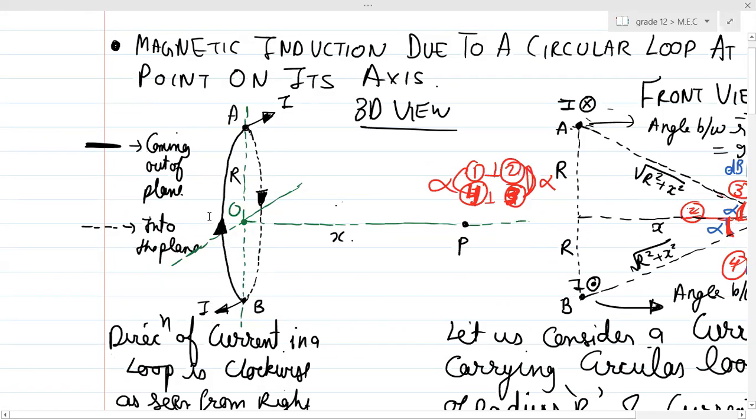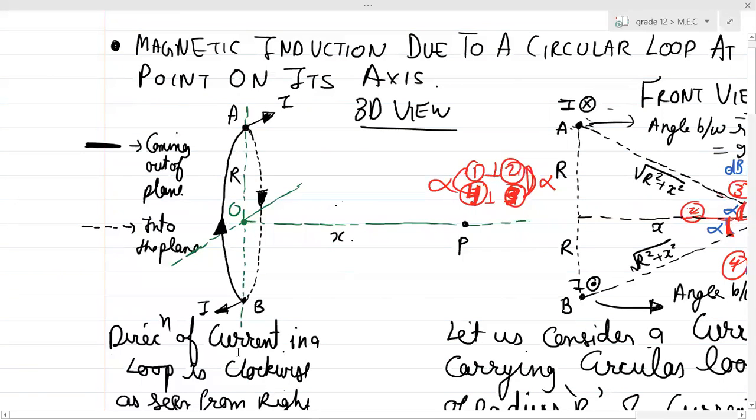Okay. So the current was going from B to A outside the plane, and from A to B inside the plane, right? When you look at it from the right, it seems like the current is going clockwise, right? So that is why at point B the current is assumed to be coming out, and here at point A it is going into the plane.